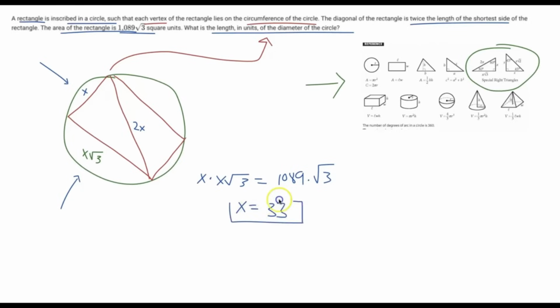And so now that we know what x is, all we have to do is plug it in here. So x is 33, so we know one of the side lengths is 33, but that diameter is that diagonal of the rectangle. And the diagonal of the rectangle is 2x. And so 2 times 33 gives us 66 as our final answer.